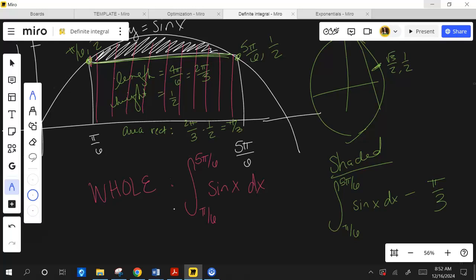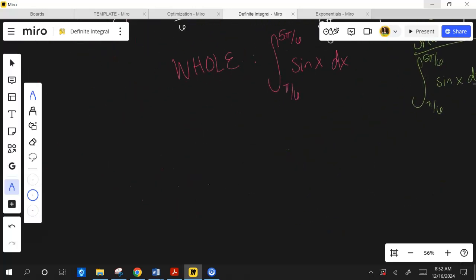Yes, you can. So you could do negative cosine there and evaluate. You could. It's a calculator problem, yeah. Let's look at 63 and then I'll be done.